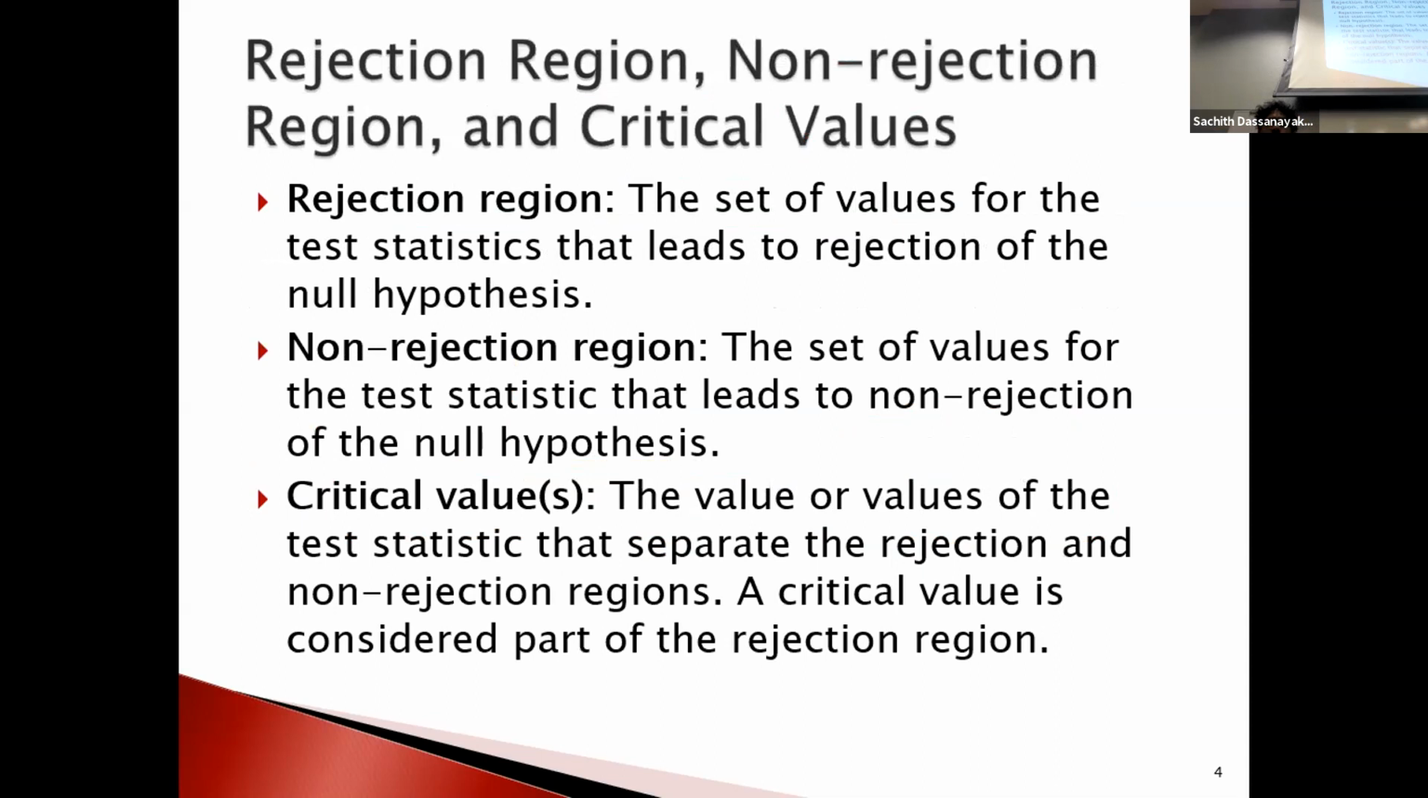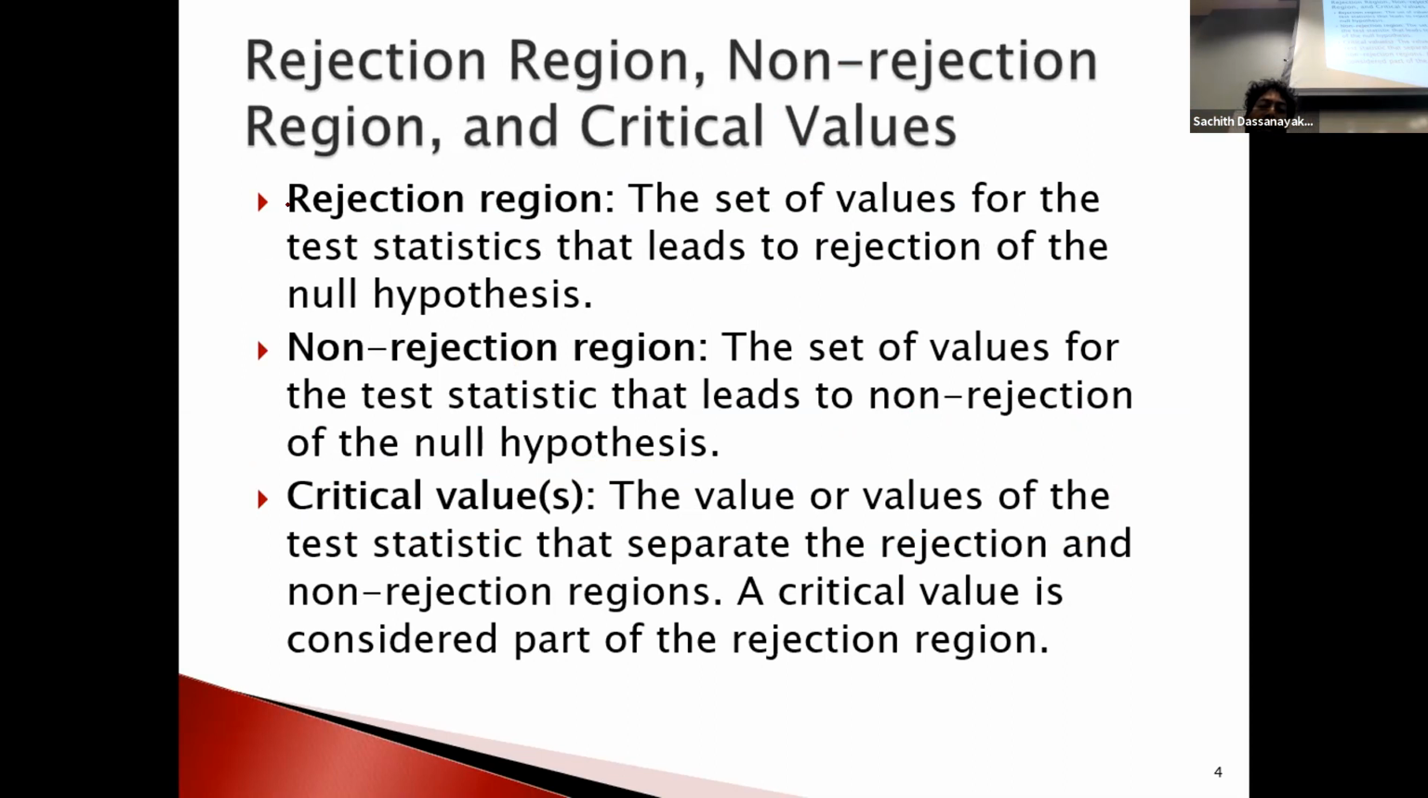There are two regions: the rejection region or the non-rejection region. Clear? Whatever falls into the rejection region, we reject H naught. Whatever falls into the non-rejection region, we say that we do not reject H naught. That's it. Let's see how we do this.